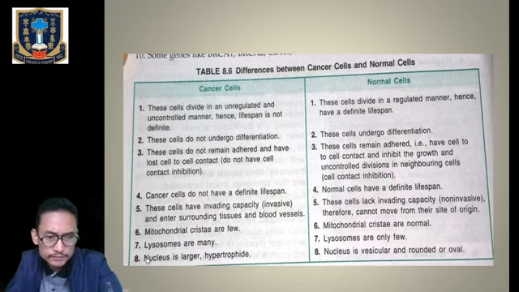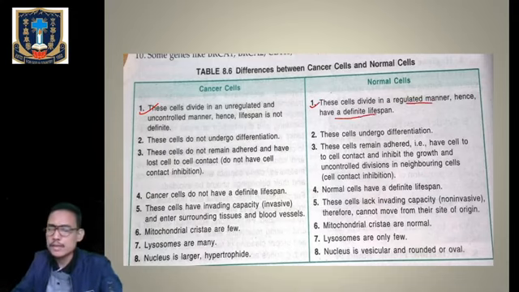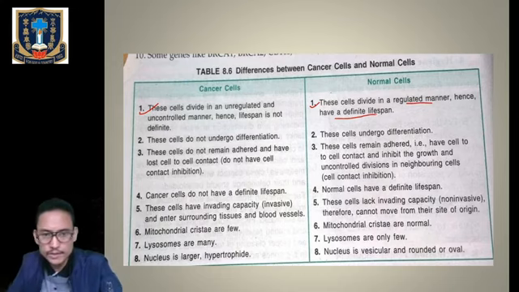Next one, over here you can see the normal cell. These cells divide in a regular manner, hence they have a definite lifespan. So normal cells have a particular lifespan, which we can predict, and they also undergo normal cell death, and they can also go through necrosis or accidental cell death.